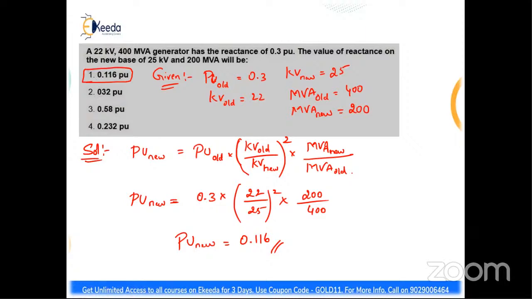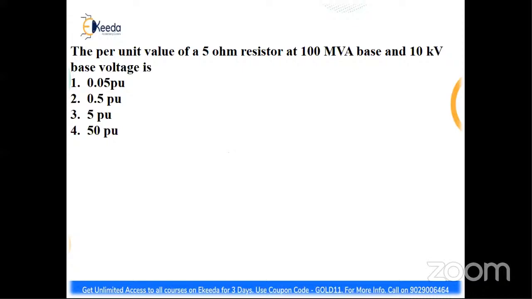Understood? So next, moving on to the next problem, that is the per unit value of a 5 ohm resistor, right? A per unit value of 5 ohm resistor at 100 MVA base and 10 kV base voltage is, the options are 0.05 pu, 0.5 pu, 5 pu and 50 pu. So let us write the solution.